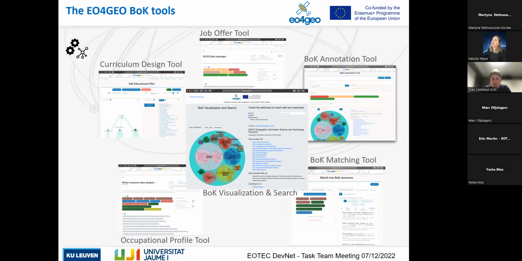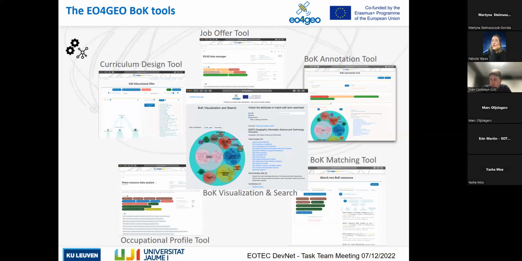In the center, you see the visualization and search tool. And this is the landing tool. If you click on a permalink, on a permanent URL, you arrive to this visualizer, compact visualizer, and you can see the body of knowledge. You can browse through it. You can both graphically and textually explore the relationships between the different concepts. And of course, you can zoom in on a concept and you can see the exact information that is available about this concept.